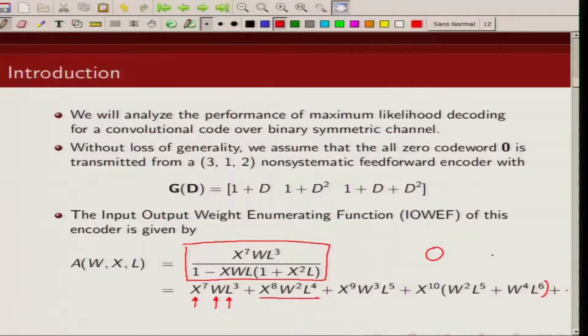So, you have your code word diverging from all 0 state, and then after staying in some non-zero state, it is merging back into your all 0 state. This L denotes the time from which it moves away from all 0 state to the time it takes to come back to all 0 state.